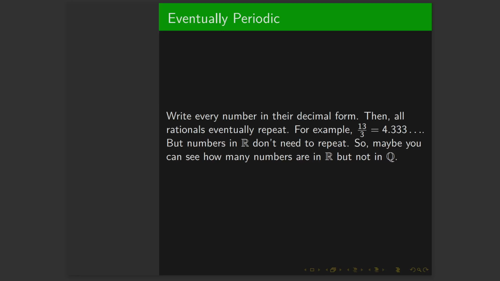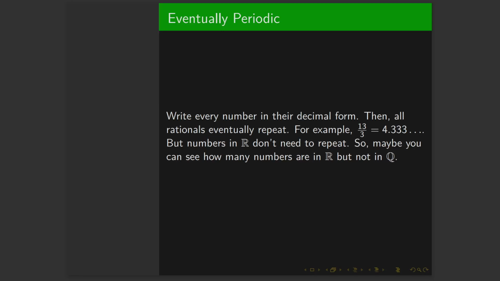We might do it later, we might not. So rationals will eventually repeat their digits at some point. We call this property eventually periodic. So the rational will eventually repeat their decimal. If you look at 13 over 3, we have 4.333333, and the 3 repeats forever.